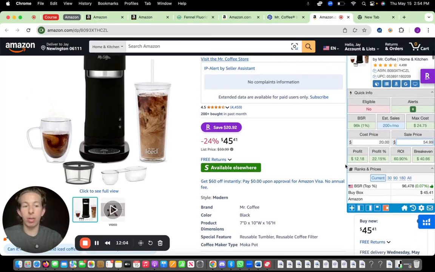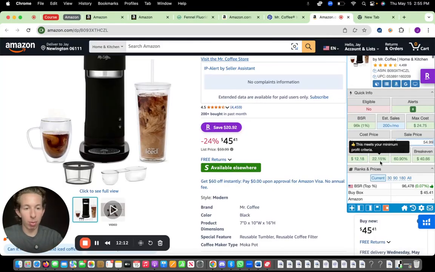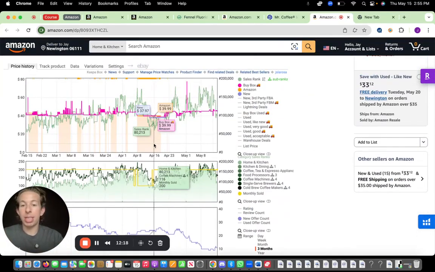Now, if you don't get sales at $54.99, you could drop it down to $50.99 or $49.99. But there's a little bit of a gap that you can raise the price from the lowest FBM price. Now, as you can see here, the listing looks pretty quality. The yellow bar means that Amazon jumps on the listing from time to time and they sell the product themselves.